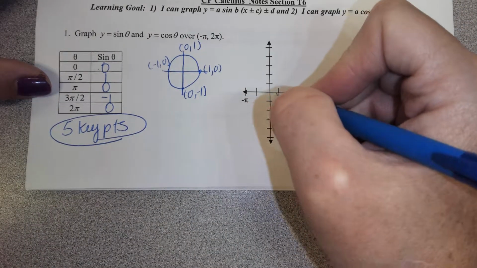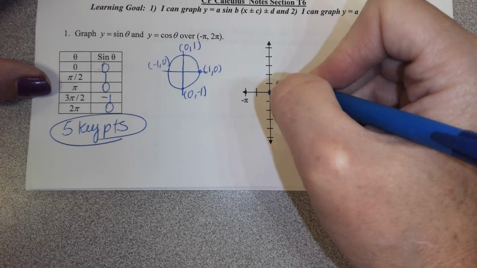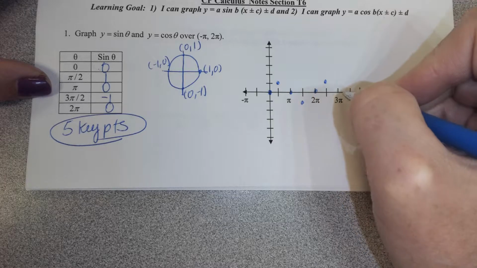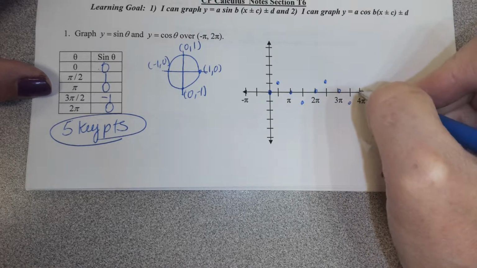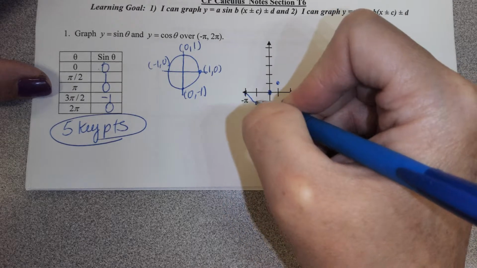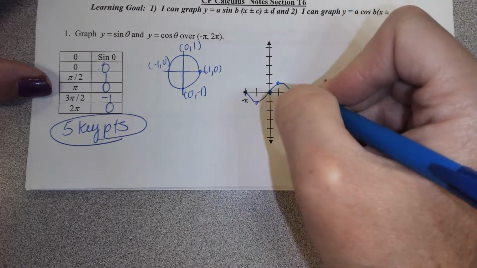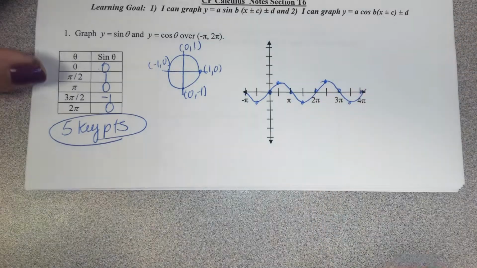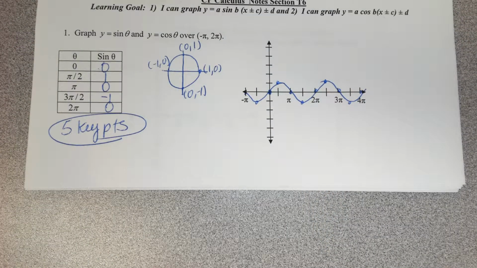Graphing this now, it's going to go 0, 1, 0, negative 1, 0, 1, 0, negative 1, 0. This is what we call a periodic function. The reason it's called periodic is because it continues on forever and it keeps repeating itself. So as far as you could go out, it would continue in the same pattern.